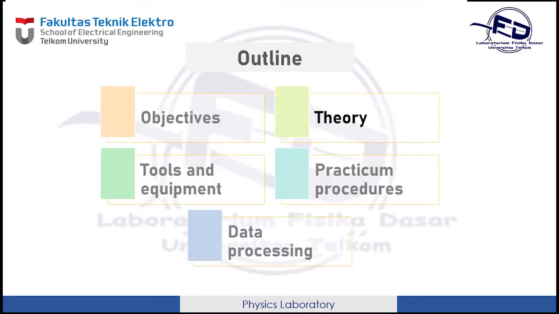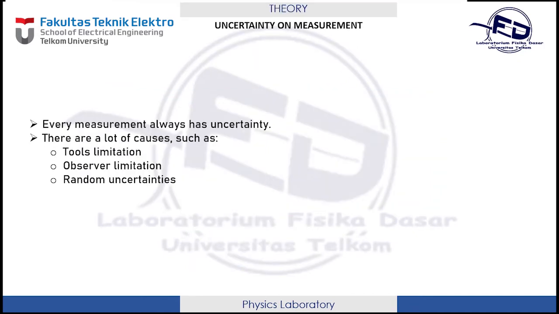Second outline, theory. Believe it or not, every measurement always has uncertainty, either done by the tools, the humans operating it, or even by some random uncertainties. There are a lot of causes as what I've mentioned before, such as 1.